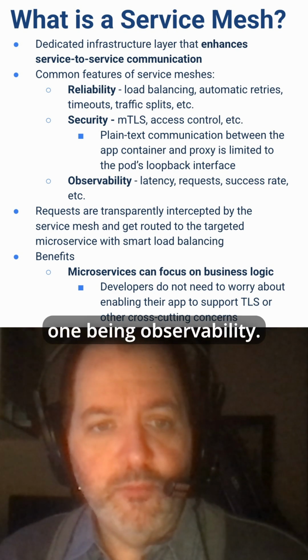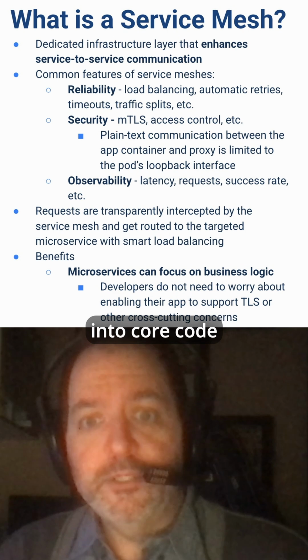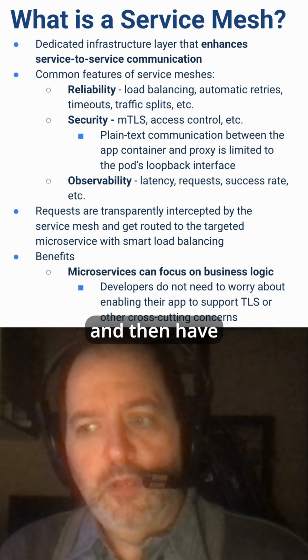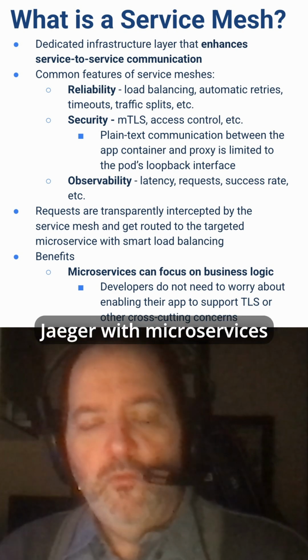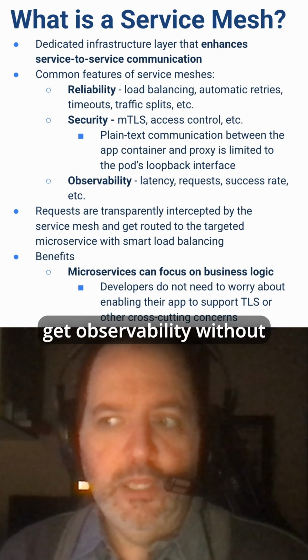And the last one being observability. Again, we can put tracing headers and tracing libraries into core code and then have traces and use a tool like Jaeger with microservices without a mesh, but with a mesh we typically get observability without having to do all that.